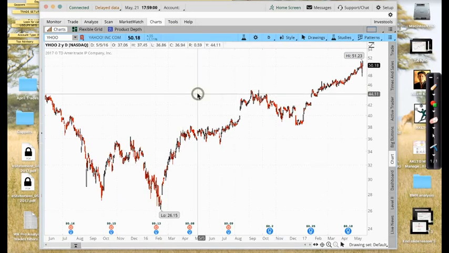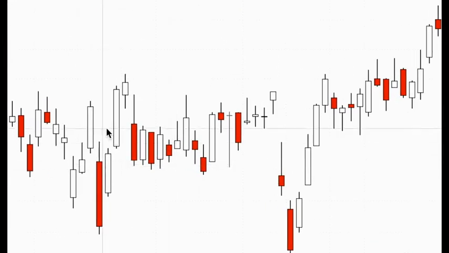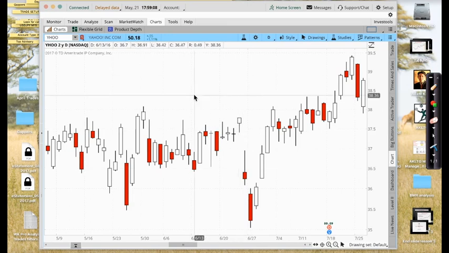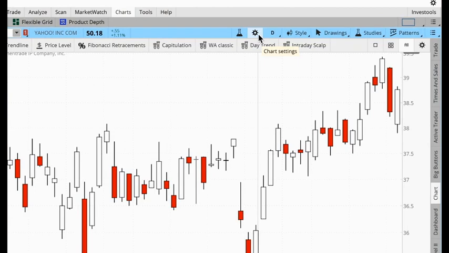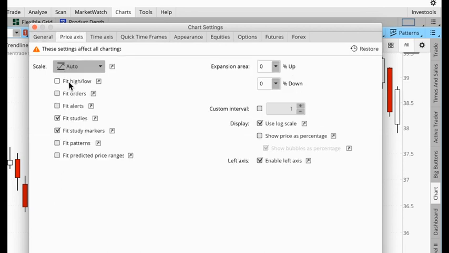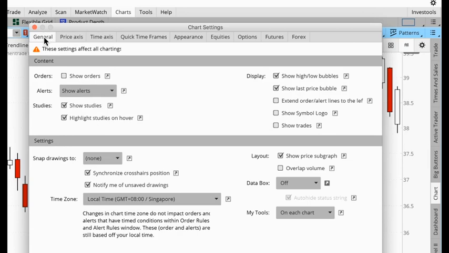Now, if I zoom, I can click and zoom in to any point, and you can see these are the candlesticks that represent the stock price. Now you have to select candlesticks in whatever software you're using. Usually under chart settings, again, any software will have chart settings. You have to select that you want, let me see where it is.